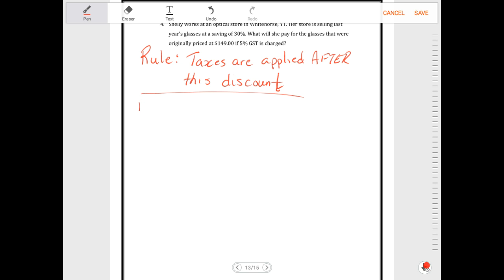So step 1 is you got to figure out your discount. How much money is coming off? So we know it is 30% off. So 30% is 0.3 times the regular price of $149, and that's going to give you 0.3 times 149. That is a savings of $44.70, which is awesome. So this really should be discount amount.